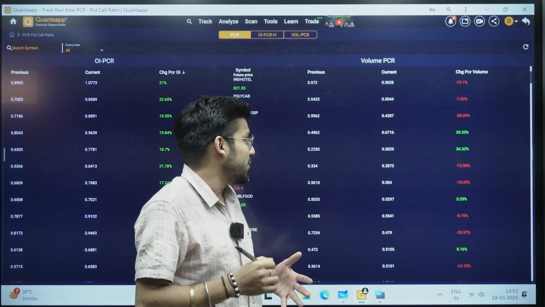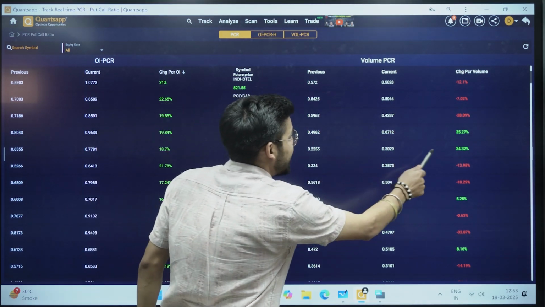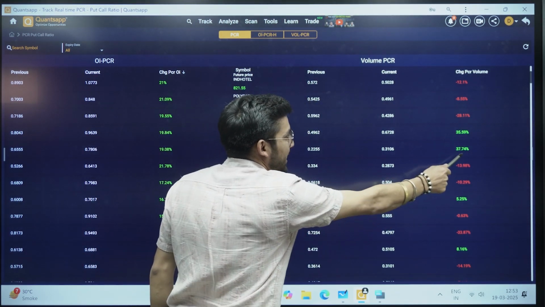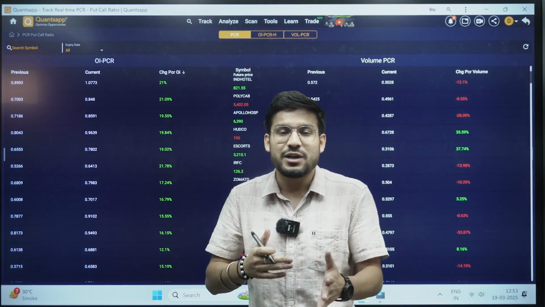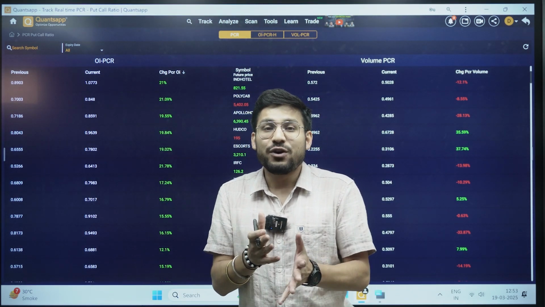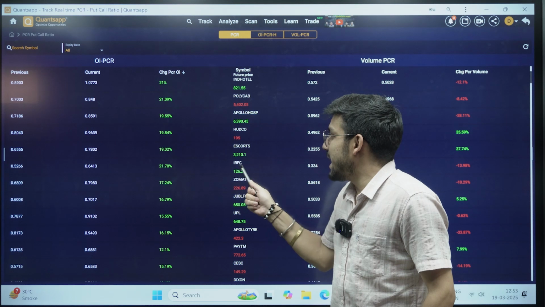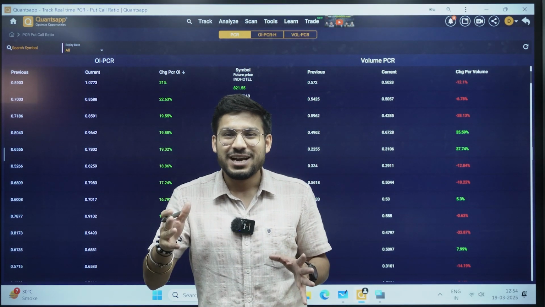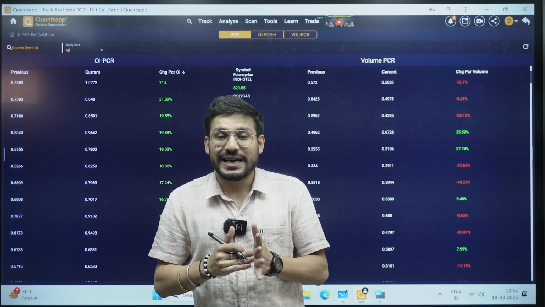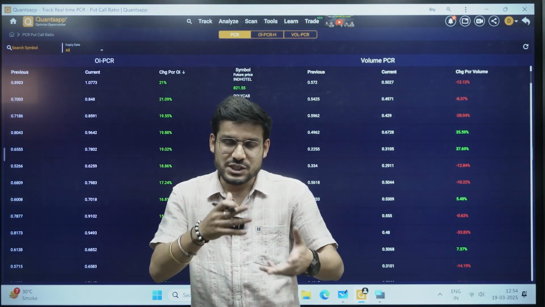Okay, the second confirmation. In Escorts, if I see the volume PCR, it is also increasing right now, right? So it is contradicting my view that Escorts will move in the bullish direction. And why? Because right now I can see Escorts is not in the bullish condition, right? So that is why I don't have to take a trade in Escorts right now. Okay, just for the example.